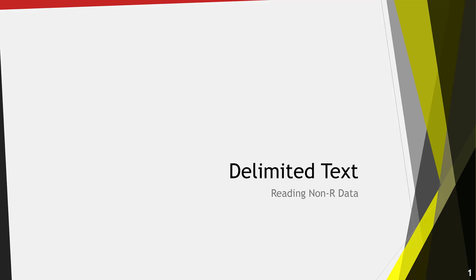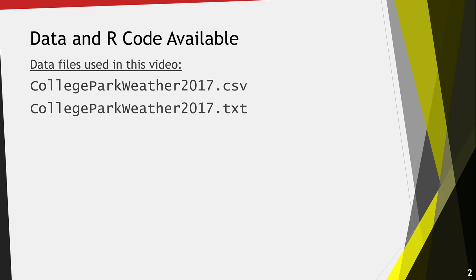This video will cover reading delimited text files into R. The code used in this video is available on the Learning Management System. We'll use two data files in this video, College Park Weather 2017.csv and College Park Weather 2017.txt. You should download these data files if you'd like to follow along.